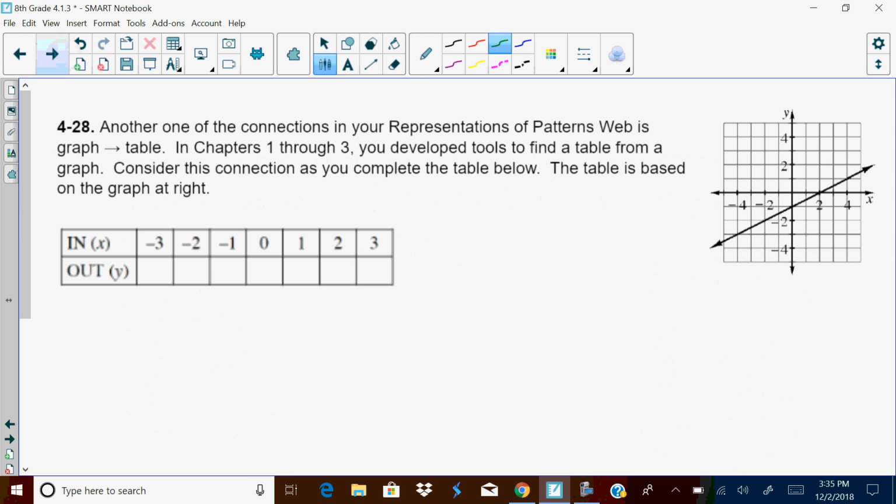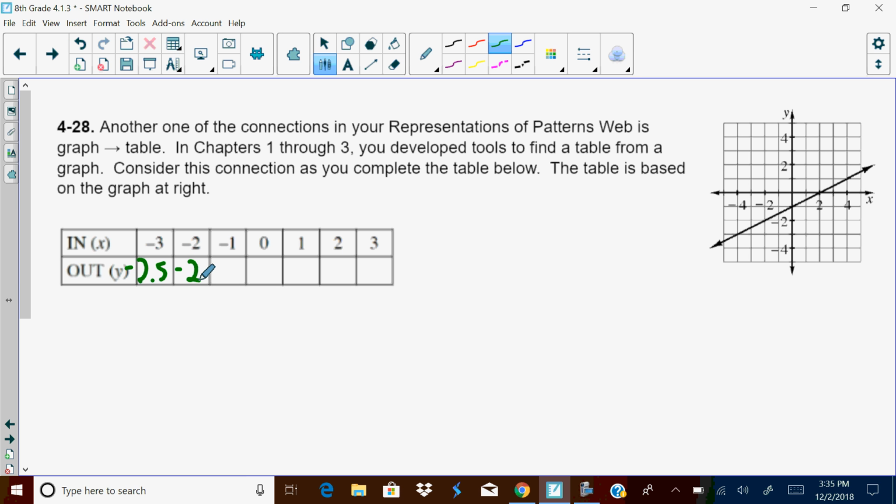Problem 28 says another one of the connections in your representation of patterns web is graph to table. In chapters 1 through 3, you develop tools to find a table from a graph. Consider this connection as you complete the table from the graph that it's based on. So in this table, so negative 3. So if I went over to 1, 2, 3 and down, it's between negative 2 and negative 3. So it's negative 2.5. Negative 2 is exactly at negative 2.